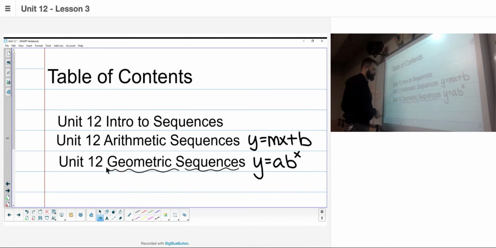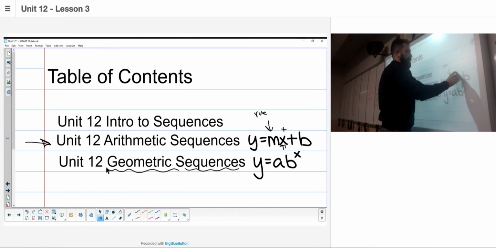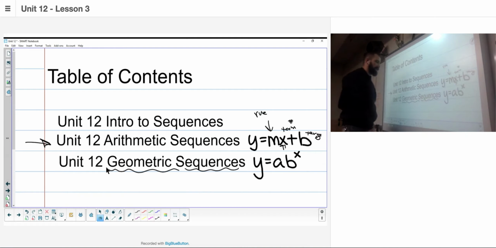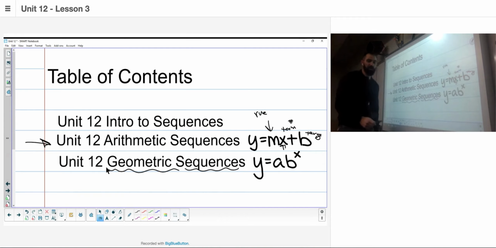Okay, a couple days ago, we worked on arithmetic sequencing. We said that was y equals mx plus b. This was your rule. Your x was your term number, and your b was your term 0. Today we're going to look at a different formula, y equals ab to the x power. We're going to see how that works with geometric sequencing.